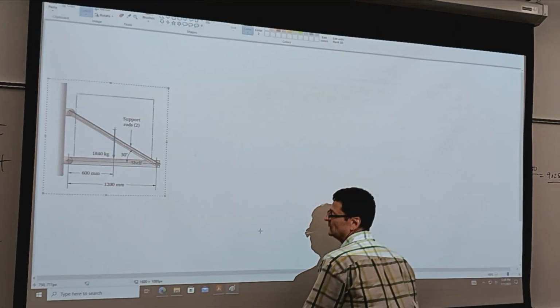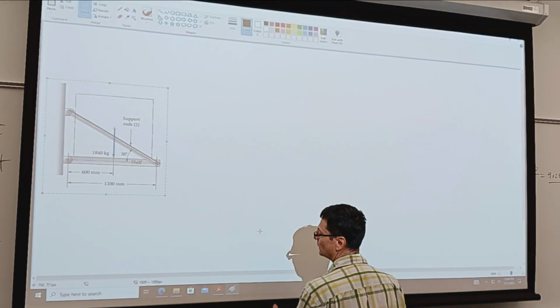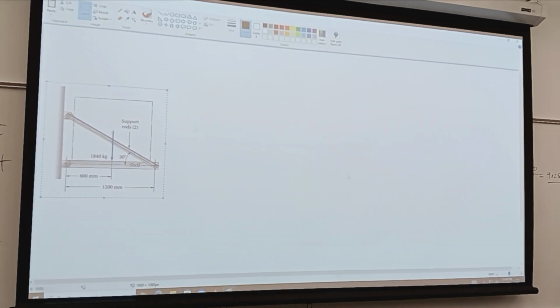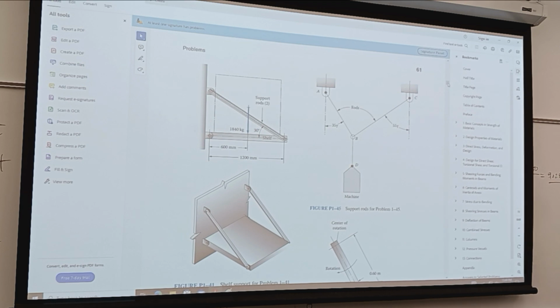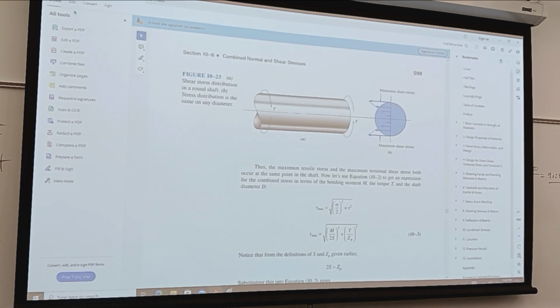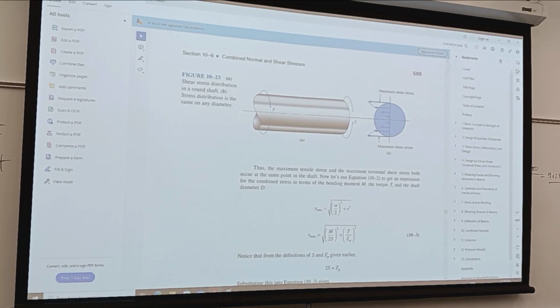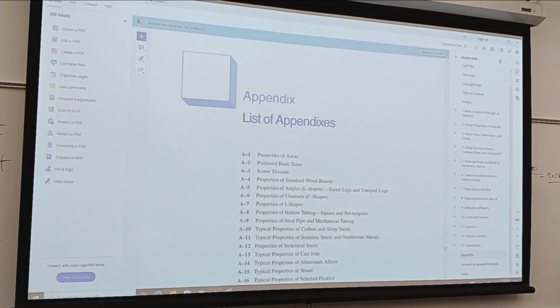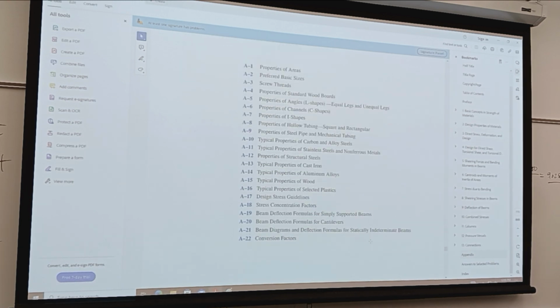We lower the screen and we can go to the text. And at the end, there are some appendices. Actually, where's the old tools? Oh, the table of contents is here. So you have appendix, and you have properties of areas.